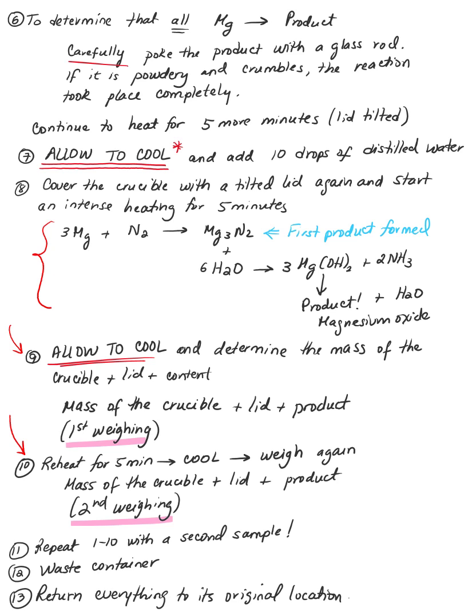After you're done with the first sample, you're going to repeat everything with your second sample. So you're doing again, cleaning the crucible and the lid with an intense flame for 2 minutes, determining the mass of the crucible with the lid, then with the magnesium, everything again. Once you're done, waste container will be in the fume hood, so put your solid waste in the waste container. Clean your crucible with a damp paper towel. Return everything to the original location.